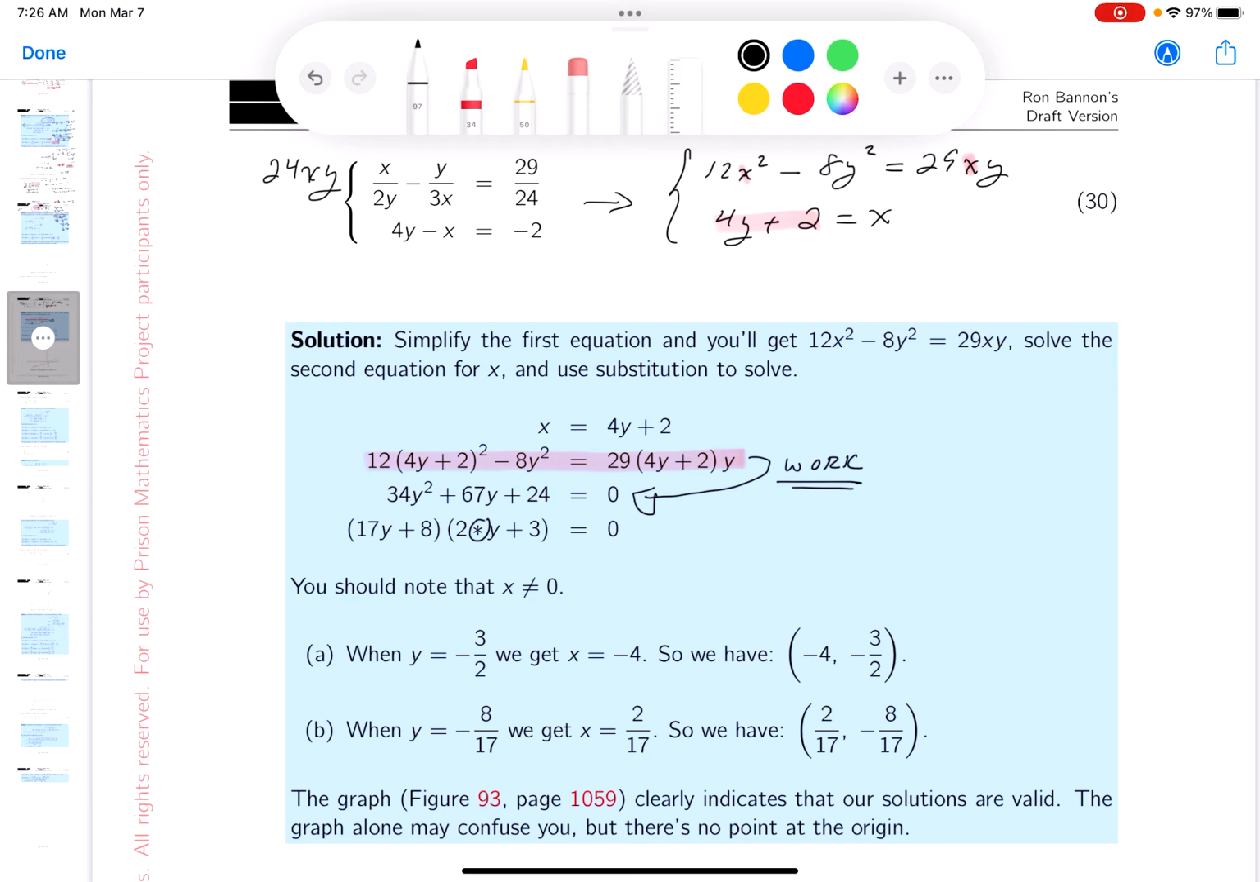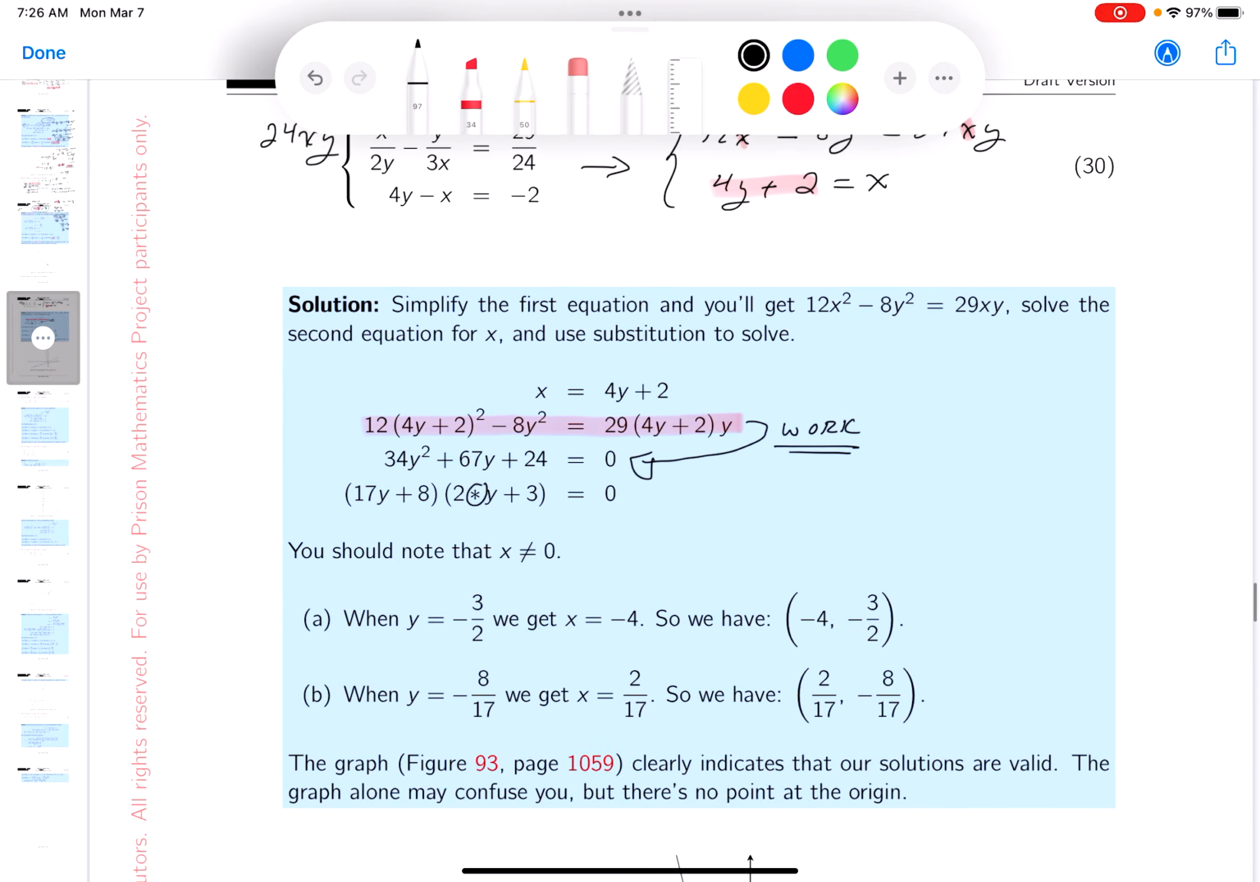Well, you get some information over here about what y is. And so solving for y, you're going to get two separate y's. And the first y you'd get, looking at the easy one, I would say minus 3/2. All right? The other y you'd get is minus 8/17. That's pretty simple using the zero product rule.